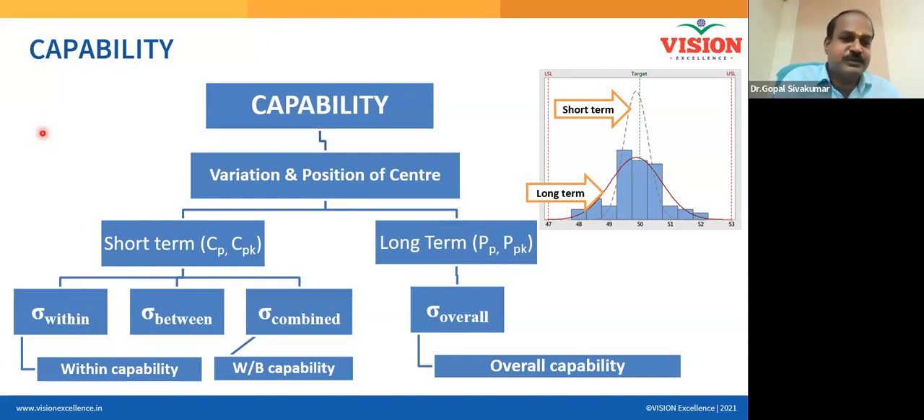So we need to do something to balance it. Always depending on the scenario, the within capability and between capability come into the picture. And finally, the overall capability. What is overall capability? Ultimately, what's happening?